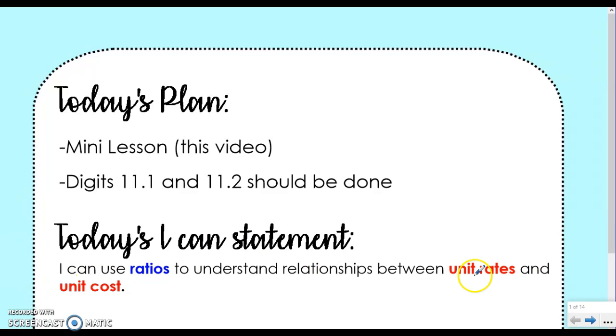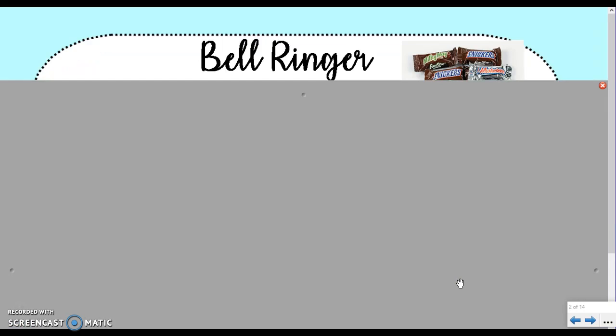So when you look at these today, the one thing I want you guys to look at is the word unit, okay? And we'll talk about what that means later in this video. We're going to go ahead and get started, so if you could take your notes out and follow along on your notes, we'll be ready to go.